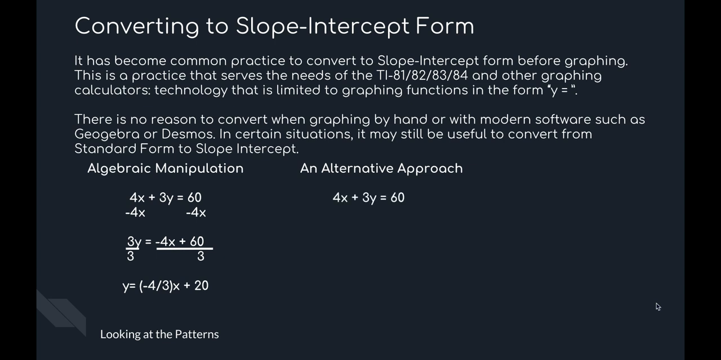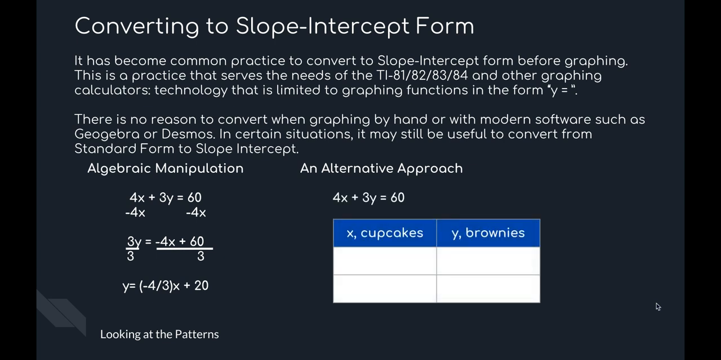I'm going to start with my equation, and I'm actually going to make a table because I want students to notice certain things. And the first thing that we're going to do with our table is go right back to sum of one and none of the other. We're going to determine our intercepts, and those are the only values we'll populate on the table. When we have no cupcakes, we had 20 batches of brownies. When we had no brownies, we had 15 batches of cupcakes.